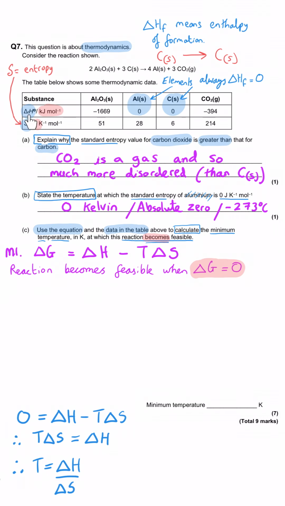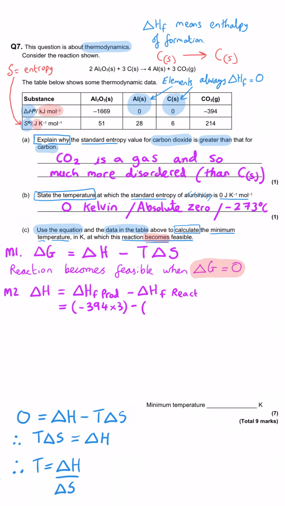Now, because we're using enthalpy of formation data, the enthalpy change for this reaction is the sum of the enthalpy of formation of the products minus the sum of the enthalpy of formation of the reactants. And so what we need to do here then is look at our products. We've got 4 aluminium. Remember, we've already said that the element is going to have an enthalpy change of 0, so we can basically ignore that. But carbon dioxide is minus 394 kilojoules per mole, and so we need to triple that because of the coefficients in the expression. And then we're subtracting from that the enthalpy of formation of the reactants.